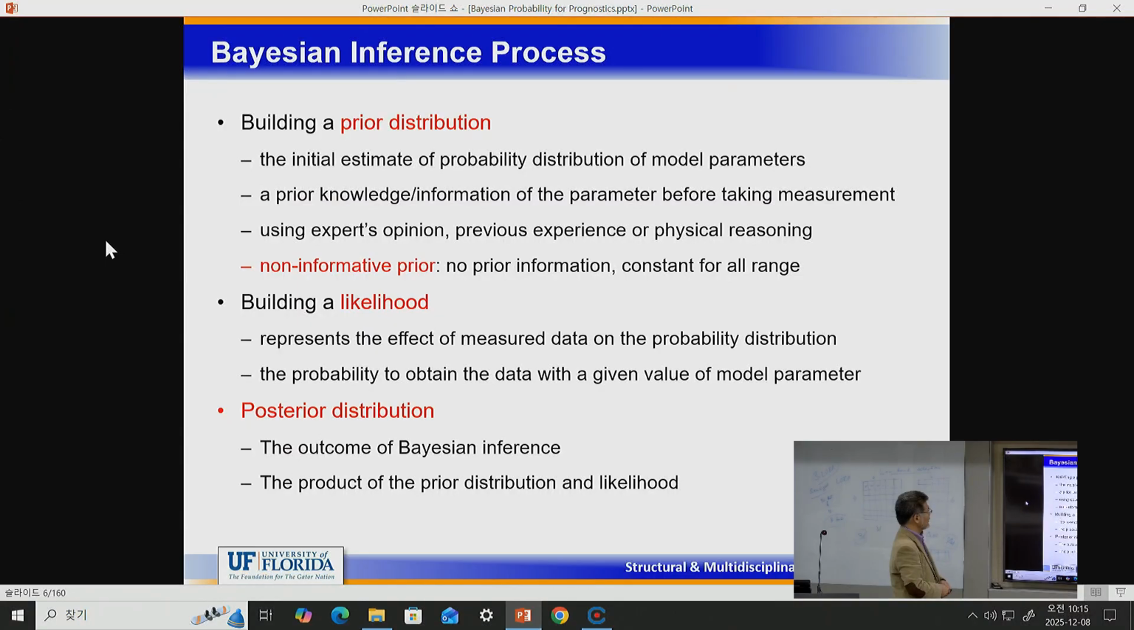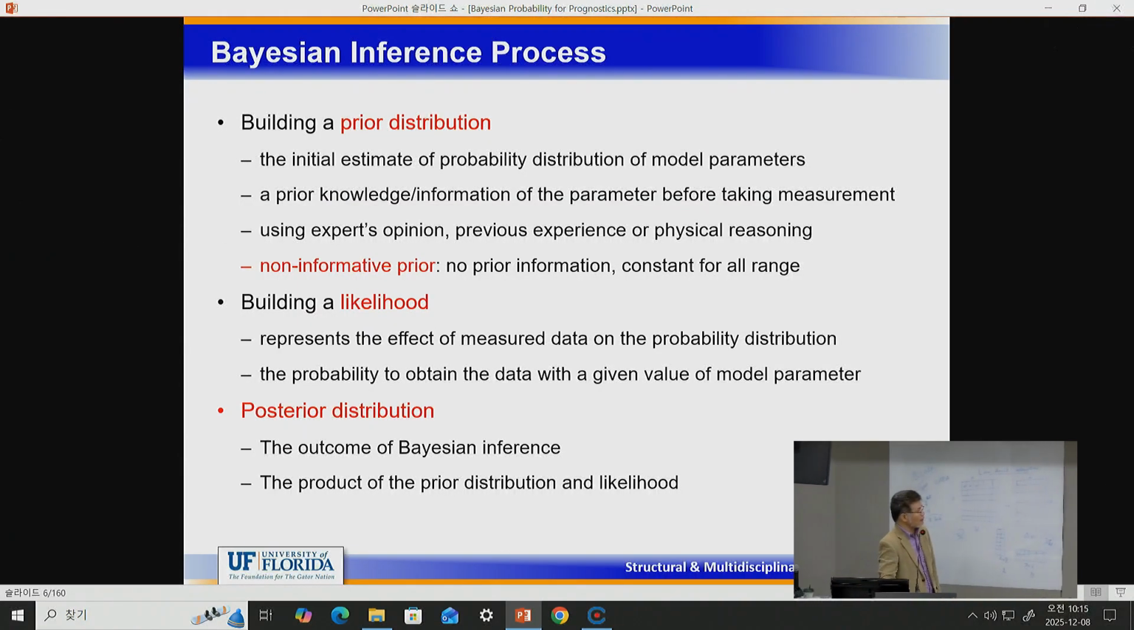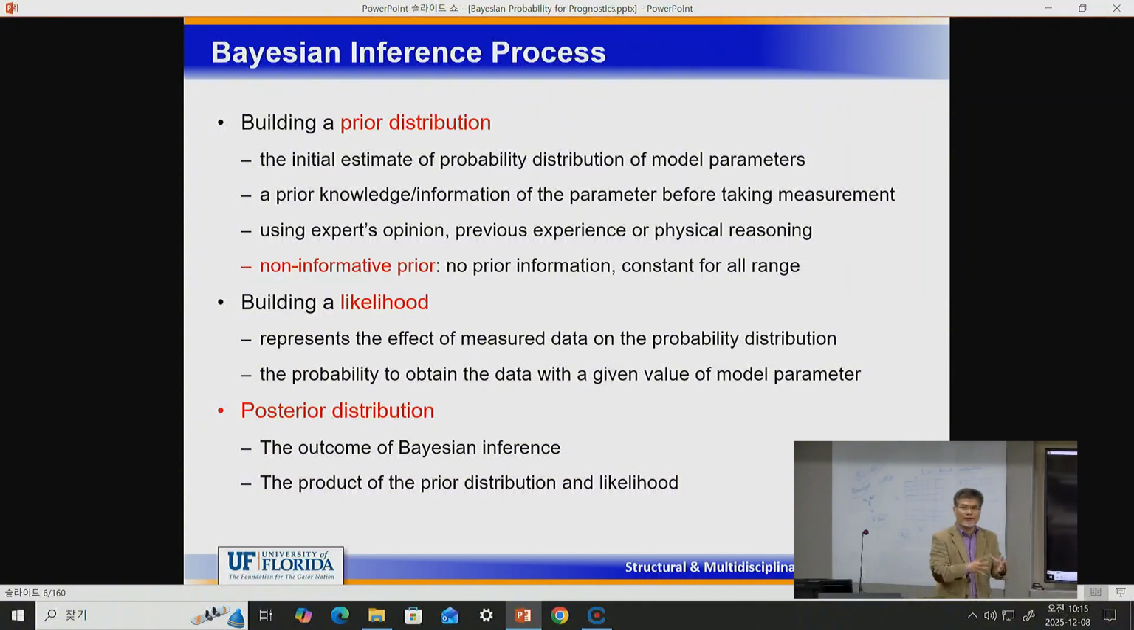The key point of Bayesian inference is that you need to have a prior distribution. This is a unique idea in the Bayesian method, and then likelihood, and then posterior. So you have a prior, you have a likelihood, and you have a posterior. Posterior is what we want.